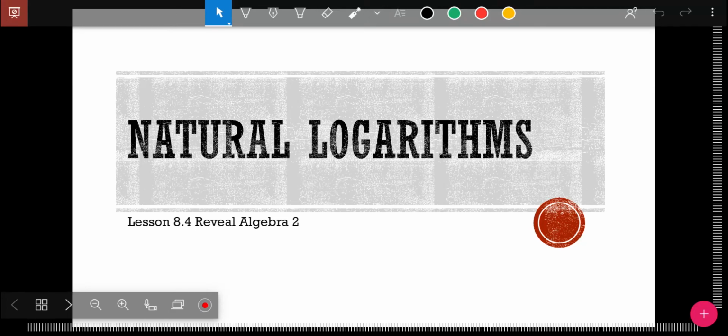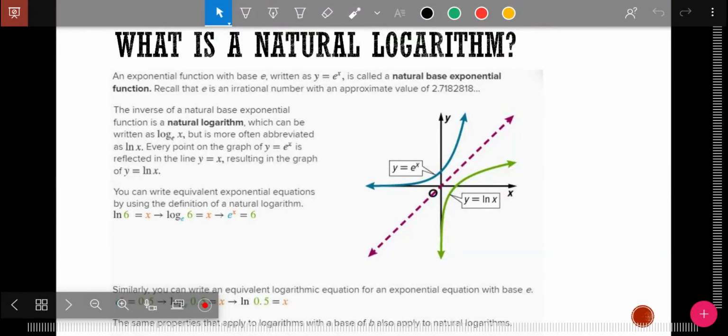Right, today we are going to go over natural logarithms from Module 8, Lesson 4, in Reveal Algebra 2. If you go back to the exponential unit, we had this thing called a natural base. A natural base was e, and we didn't really do a ton with it except go over that it exists, that it is an irrational number like pi, and that it has an approximate value that is a non-repeating, non-terminating decimal.